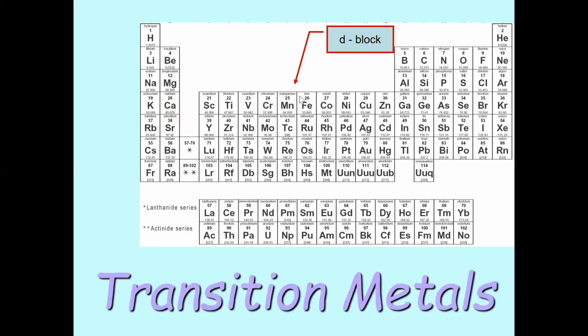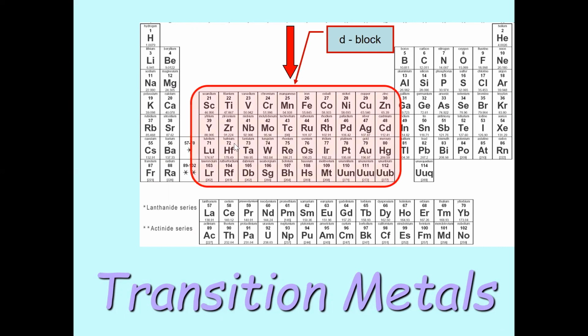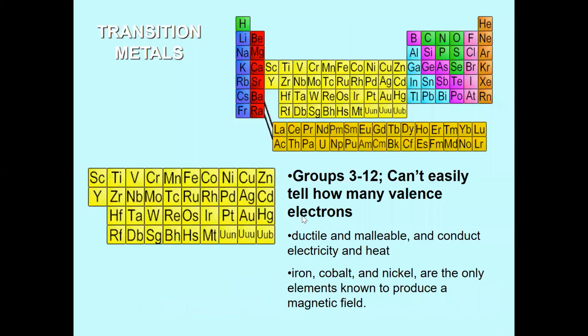Your d block, which is groups 3 through 12, right here in the middle, those are going to be your transition metals. Now these atoms, they are metals, so they're going to lose electrons, but they can actually lose varying amounts of electrons, not just their valence electrons, because they have that d sublevel, which is really kind of funny compared to some of the other ones. So you can't easily tell how many valence electrons you have.